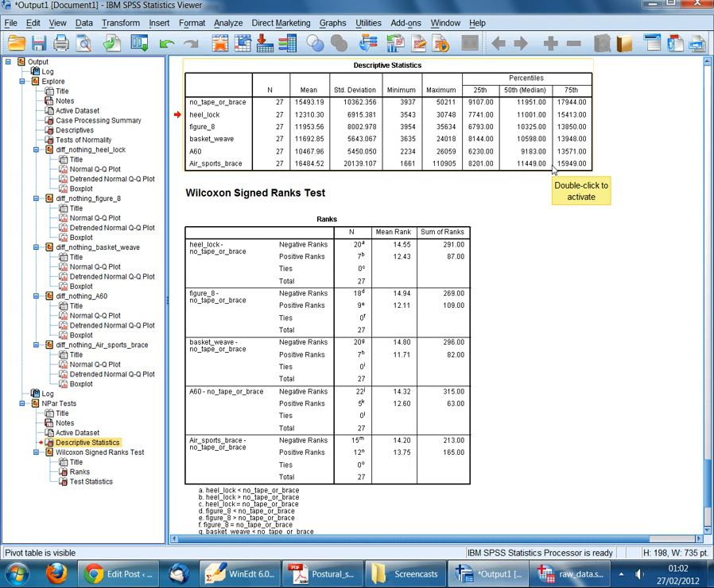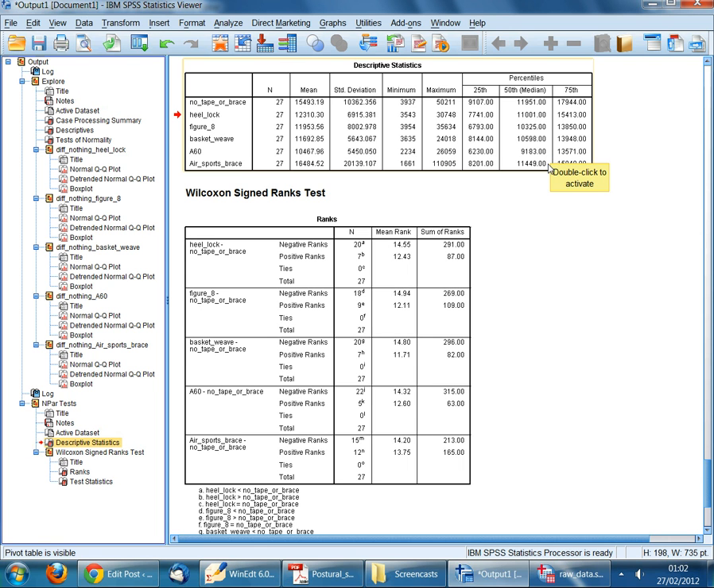They wobble less, their postural sway is reduced, their balance is better with a particular taping or bracing technique. So for heel lock, the reduction is statistically significant and unlikely to have arisen by chance. So heel lock is an effective technique of decreasing postural sway. Figure of 8 was marginally significant, so that means it is effective but only marginally so. Basket weave is statistically significant, so it makes a statistically significant improvement in postural sway. A60 is the same thing.